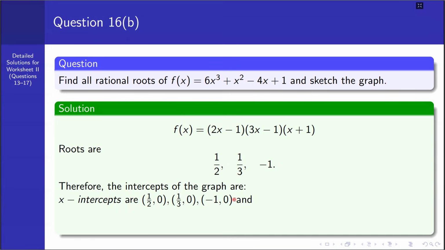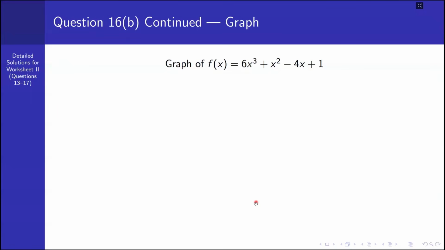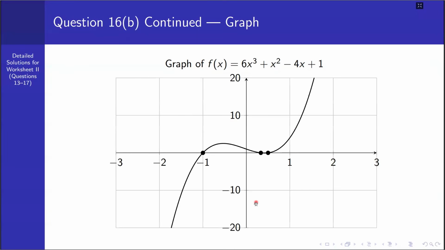And every polynomial function has only one y-intercept, and this y-intercept will be obtained by letting x be 0. So that is the constant term. The constant term in this case is 1, so that (0, 1) will be the y-intercept. Then the graph of the given polynomial function will be this one.